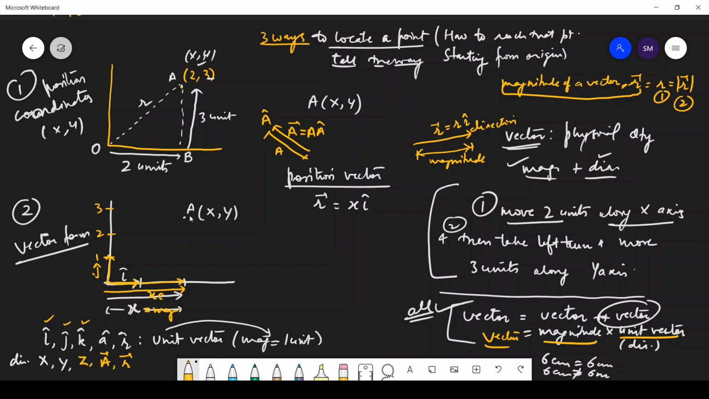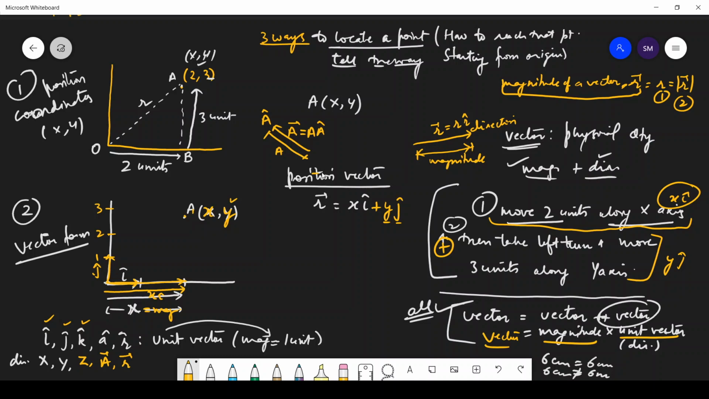Now we were supposed to reach this point A. So x i cap, this vector, and now plus, we need to move y units. These are the coordinates, suppose x, y. From this point, move y units. This is the magnitude. In which direction? In this direction. Instead of writing this whole, you can simply write x i cap. And instead of writing this whole, you can simply write y j cap. So x i cap plus y j cap.